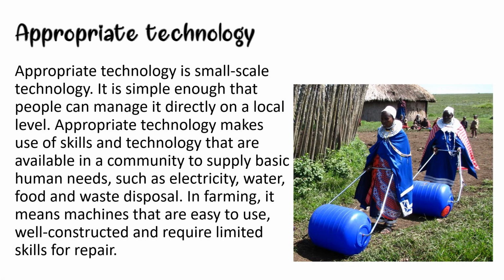Appropriate technology. This is a small-scale technology. It is simple enough that people can manage it directly on a local level. Appropriate technology makes use of skills and technology that are available in a community to supply basic human needs, such as electricity, water, food, and waste disposal. In farming, it means machines that are easy to use, well constructed, and require limited skills for repair.